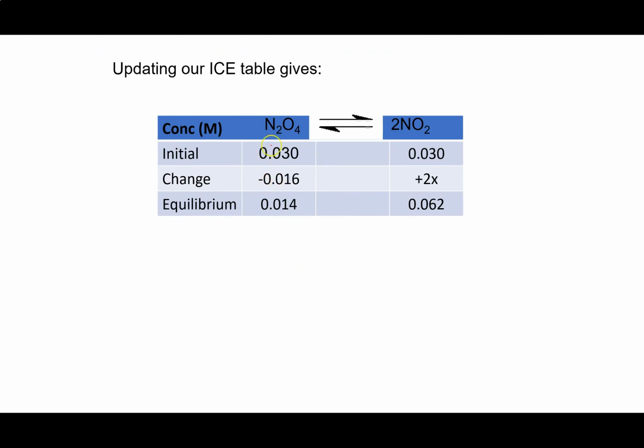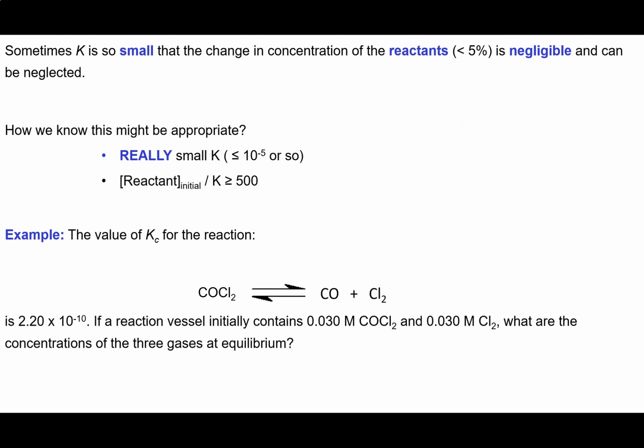Okay, so now at this point we update our ICE table to get the concentration of N2O4, so 0.030 minus X, minus 0.016, and then there's our equilibrium concentration, because we're in molarity, of N2O4. If we want, we can go through and calculate the equilibrium amount of NO2 as well. All right. So is there anything we can do to make these calculations a little easier?